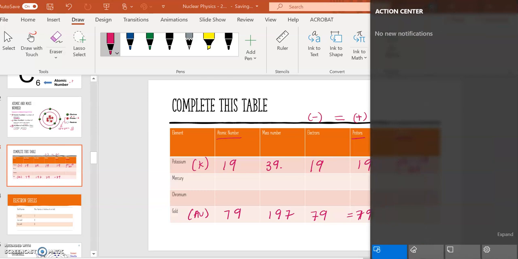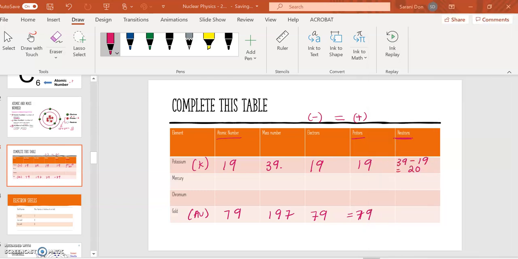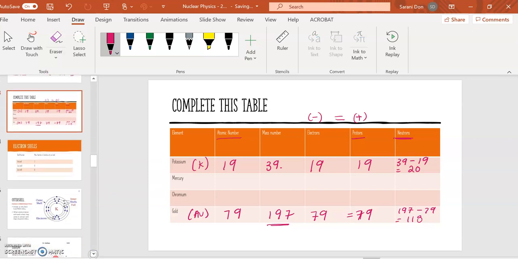We know neutrons is the mass number, sorry about that. The mass number was 197 minus 79, which is 118. I would suggest just picking a couple of elements from the periodic table and trialing this yourself, and you'll get the hang of it straight away.